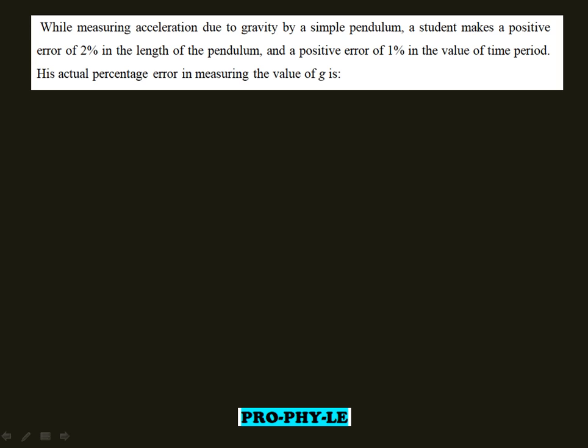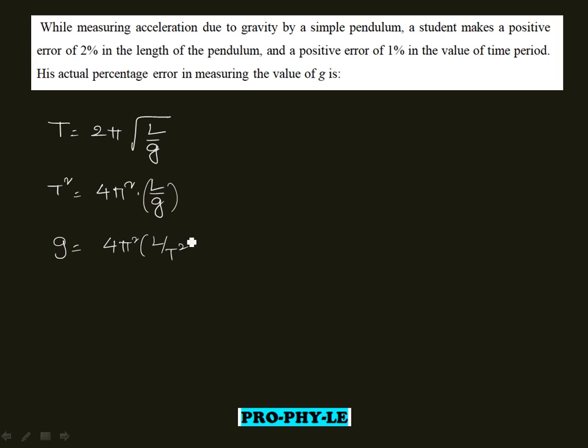The next question is like this. While measuring acceleration due to gravity by a simple pendulum, a student makes a positive error of 2% in the length of the pendulum and a positive error of 1% in the value of time period. His actual percentage error in measuring the value of G is? The time period of a simple pendulum is given as 2 pi square root of L by G, so if I square on both sides, T square is equal to 4 pi square into L by G, or if I rearrange for G, G will be equal to 4 pi square into L by T square.